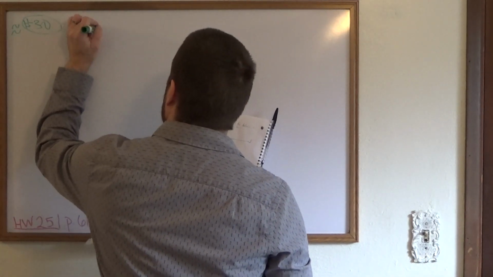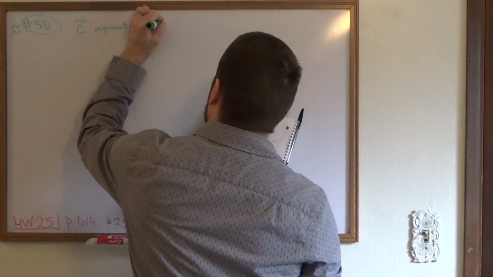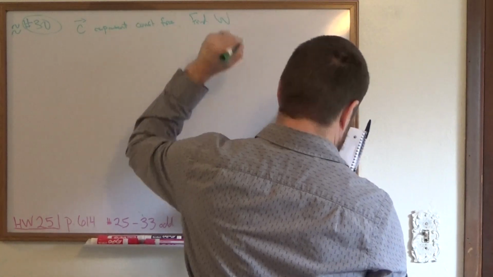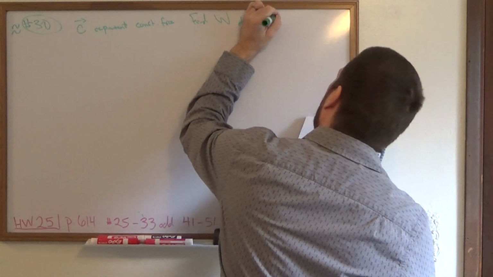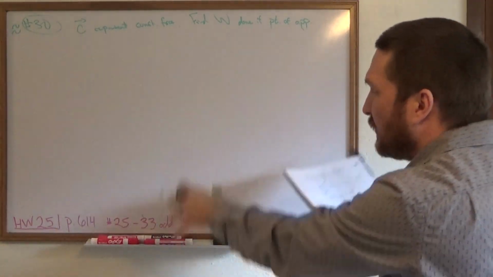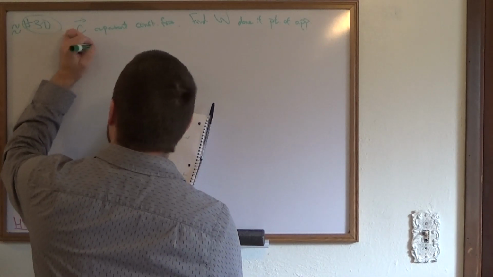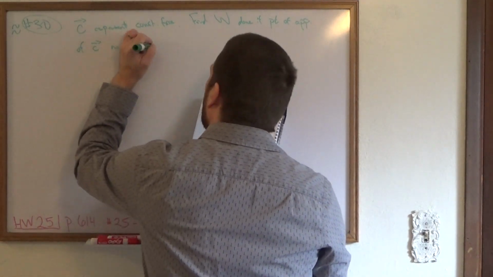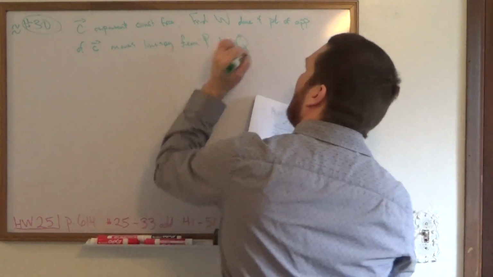C represents a constant force. Now, find the work done if the point of application of C moves on a line segment from P to Q. So this is the setup for these types, okay?